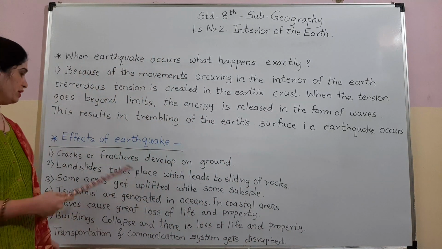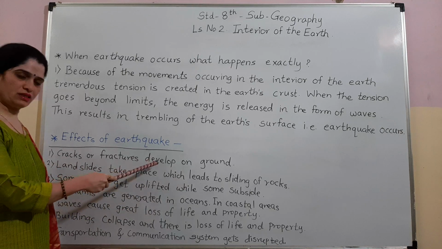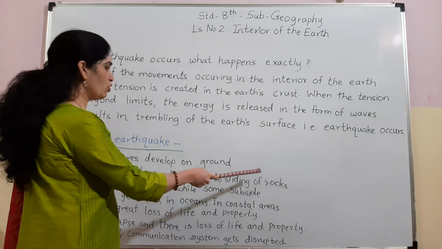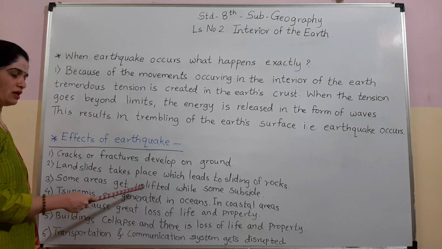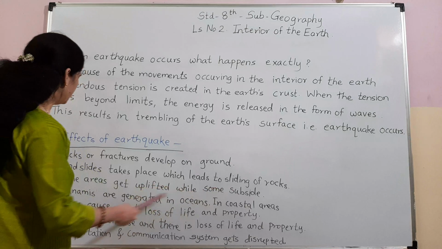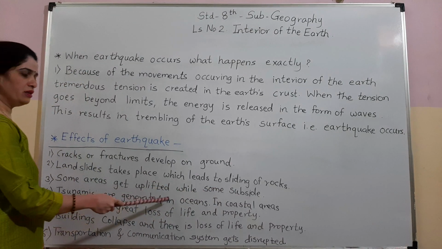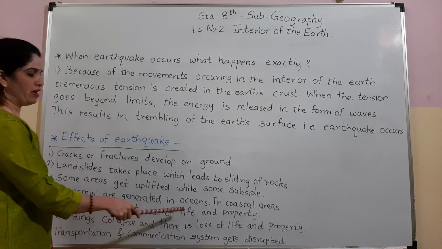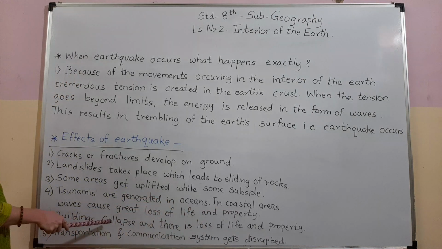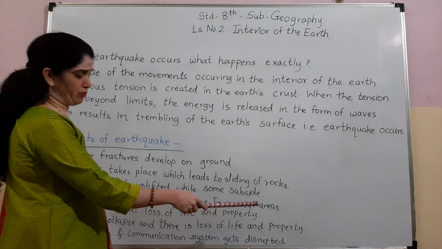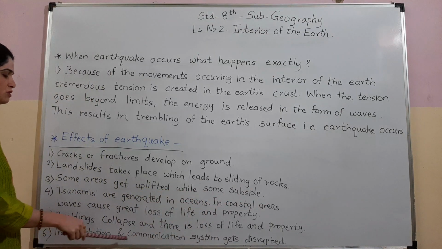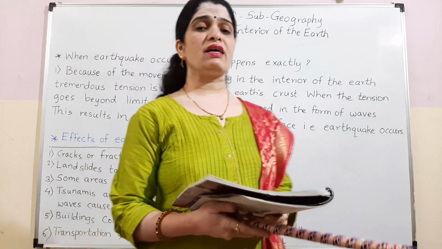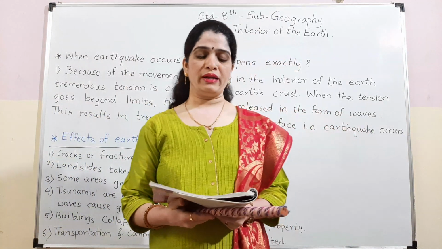Once again, I'll repeat it for you. Cracks or fractures develop on ground. Landslides take place which leads to sliding of rocks. Some areas get uplifted while some subside. Tsunamis are generated in the oceans, in coastal areas. Waves cause great loss of life and property. Buildings collapse and there is a loss of life and property. And transportation and communication systems get disrupted. So these are the various effects of earthquakes on human life.